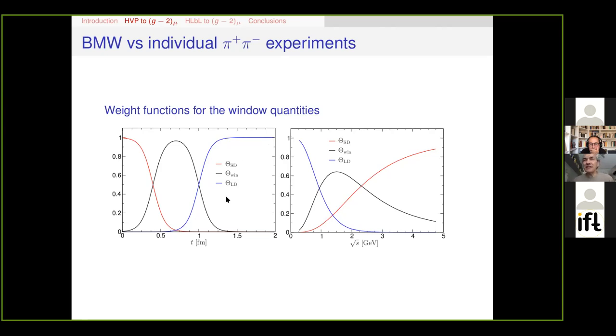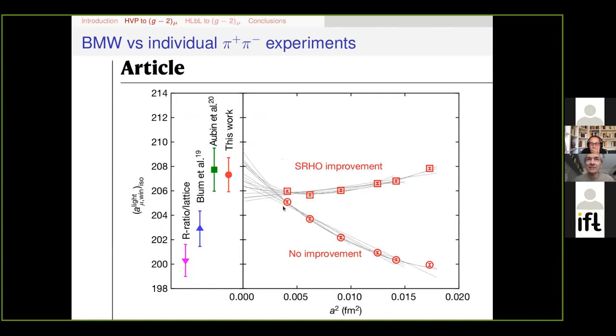Now, the interesting point is that you can translate these weight functions into weight functions in s. So it means you can use these weight functions when you do the data-driven calculation and compare. So let me go back to this plot. This is the result of BMW for this window quantity. And these are two other lattice results, which have similar precision if you concentrate on this window quantity, because this window quantity is easier to calculate. You remove noise at long distance, the need for an accurate continuum extrapolation. Also, this is in the isospin limit, etc.